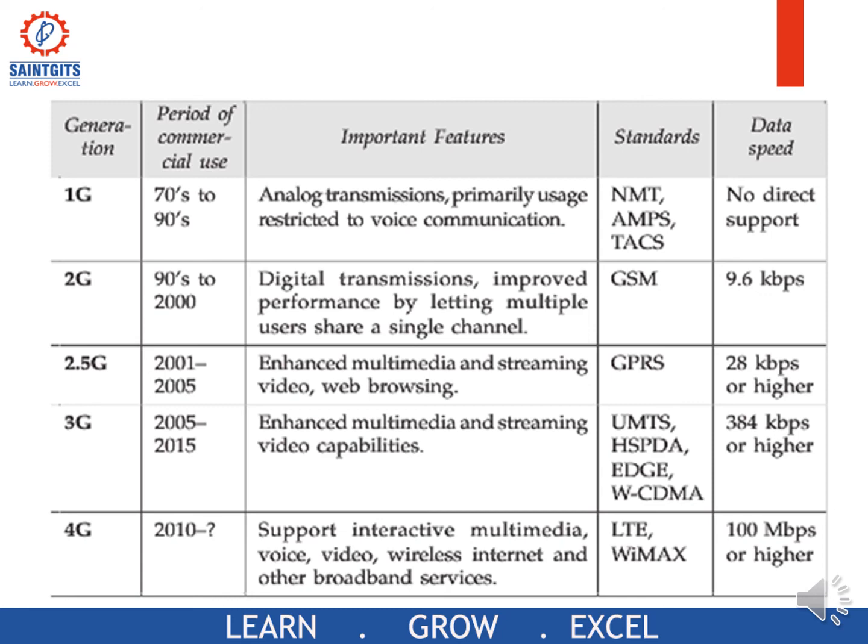The next standard is 2.5G technology. It is from 2001 to 2005. It enhanced multimedia and streaming. The standard used was GPRS. It supports 28 kbps or higher data speed. Then 3G network, which was used from 2005 to 2015, enhanced multimedia and streaming video capabilities. The standards used were UMTS, HSDPA, Edge, and WCDMA. The data rate is 384 kbps or higher.